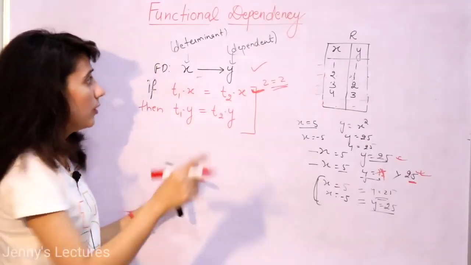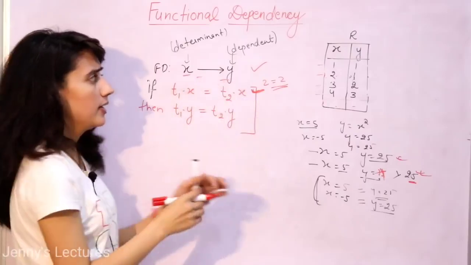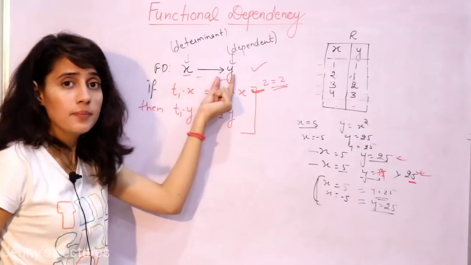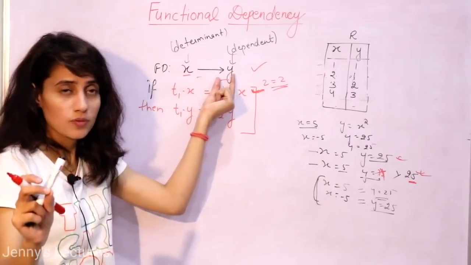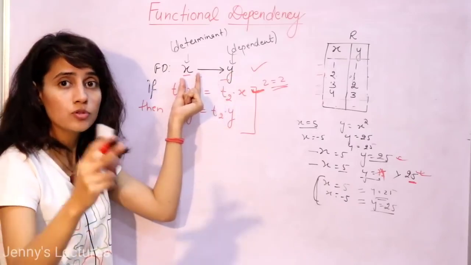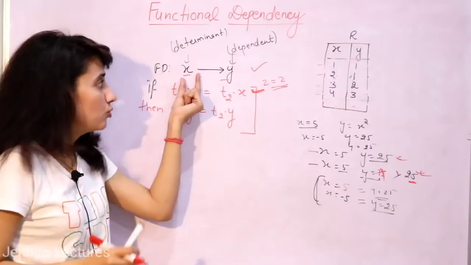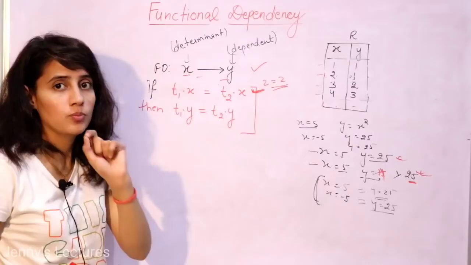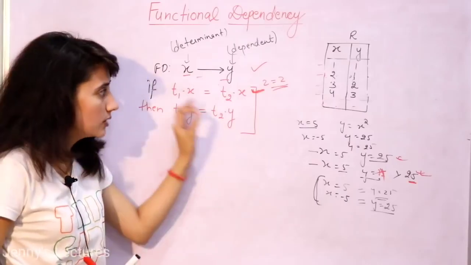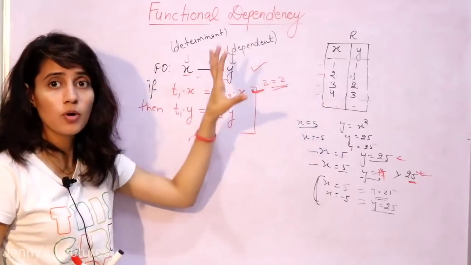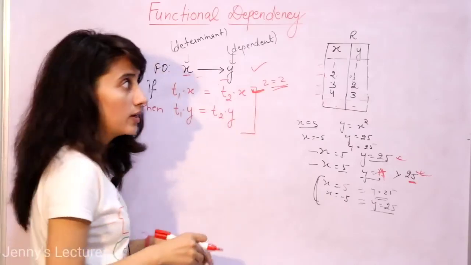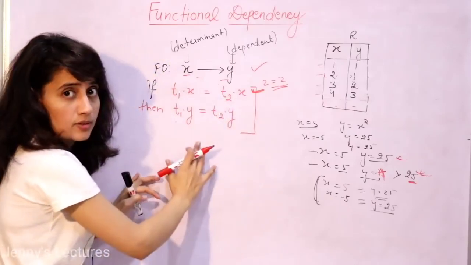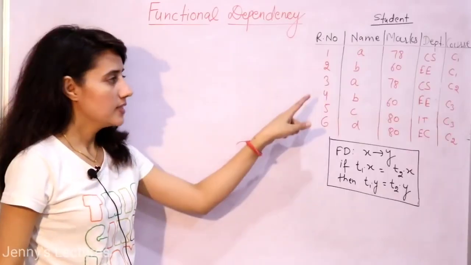Now one more point: here I am taking x and y as only one attribute each, but x and y can be sets of attributes. There can be one attribute, two, 3, 4, 5, right? So these are sets of attributes. This is a very important point. Now let us discuss functional dependency with the help of a proper example. I am taking a proper relation. I hope you got what functional dependency is. Fine, now let us take this relation.